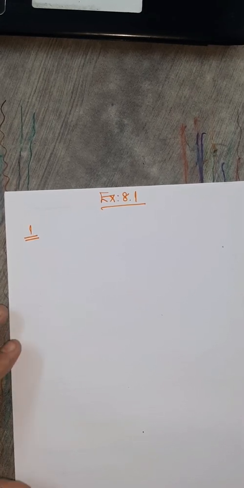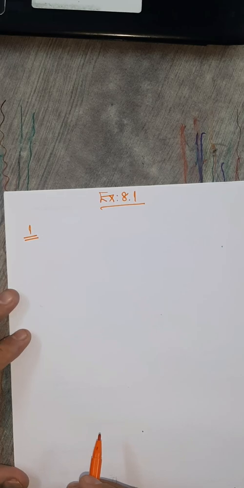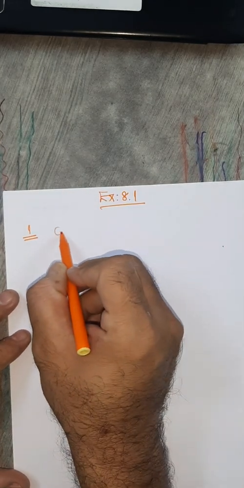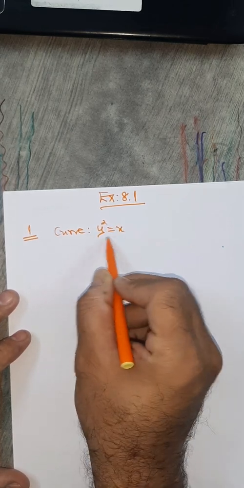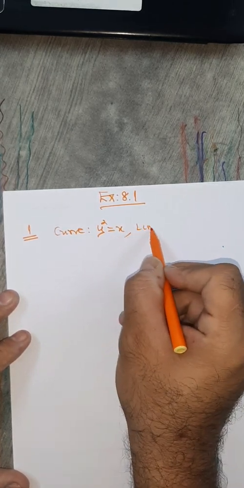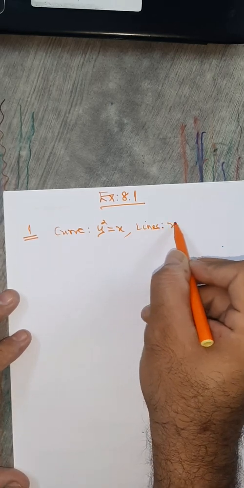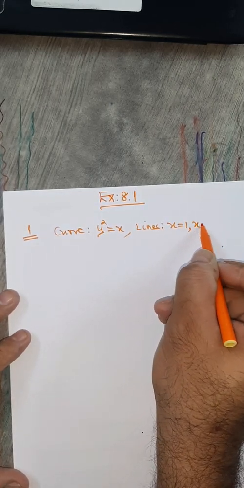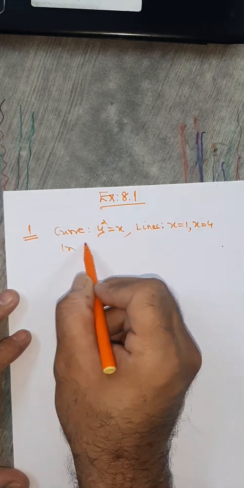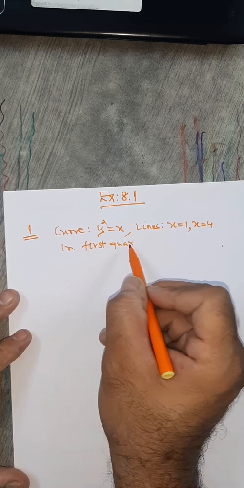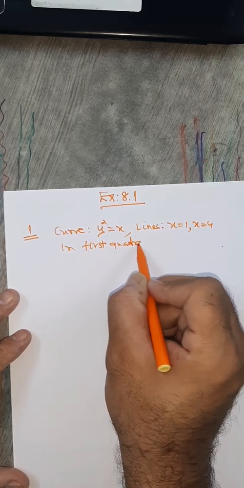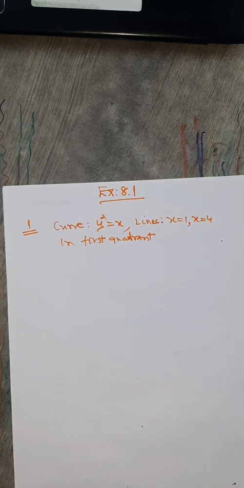So we go to exercise 8.1. First question: find the area of the region bounded by the curve y squared equals x. You know that this is a parabola, and lines x equals 1, x equals 4 in the first quadrant. It's clearly written that it is in the first quadrant. Now you should know at least where the region is and where you are finding the area. So I'm just explaining to you.